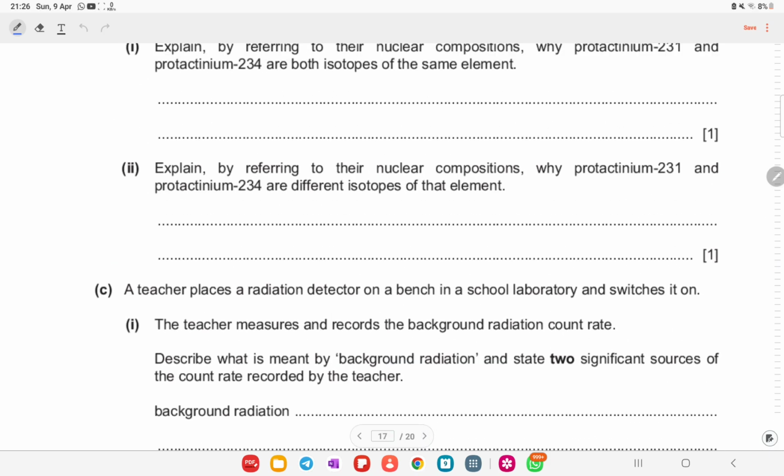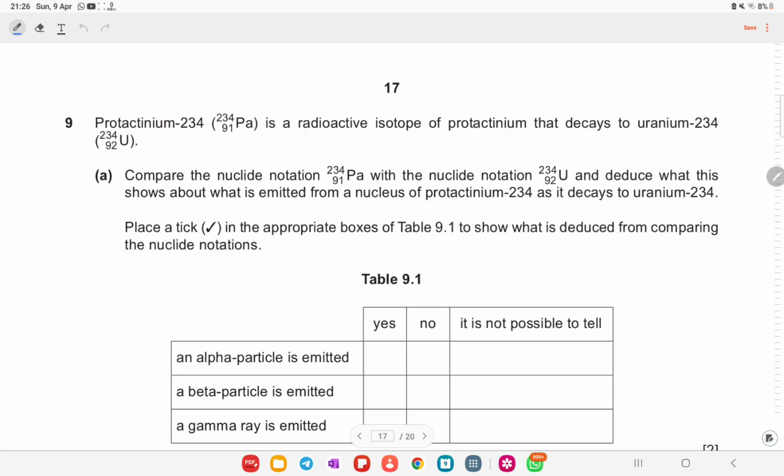Okay, I have already done this question. Now moving to the next question. Protactinium-234 is a radioactive isotope of protactinium that decays to uranium-234. Compare the nuclide notation of 234/91 Pa with the nuclide of uranium and deduce what this shows about what is emitted.